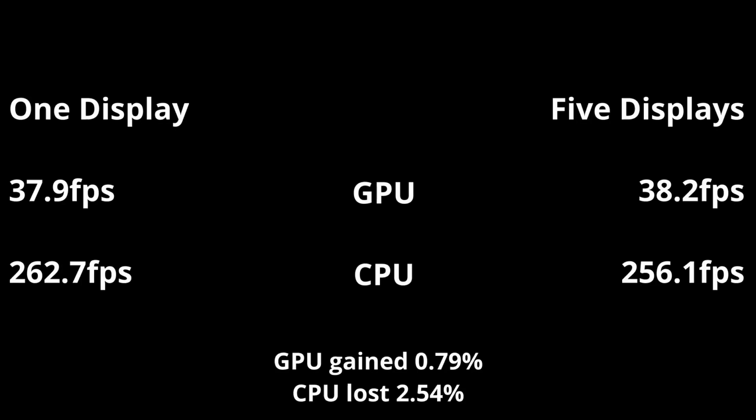Would you look at that? Running with a single monitor, we can see a very minor difference in average frame rate, favoring the multi-monitors. That's probably just run-to-run variation, but more interestingly, the CPU performance drops by about 2.5% with five monitors connected.